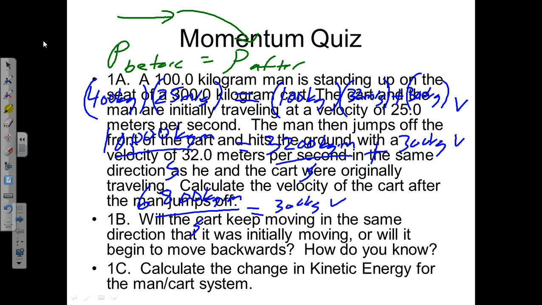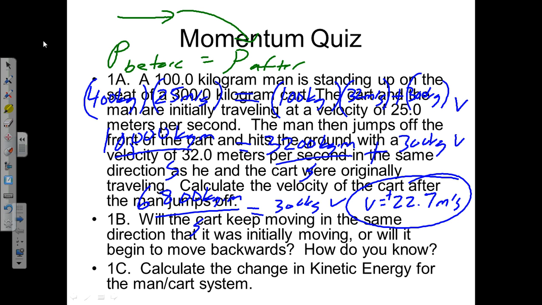Divide both sides by 300. And we end up with a velocity of 22.7 meters per second. And it's positive 22.7, which tells us that the cart continues to go forward. Now, there are cases where this number might come up to be negative. And if it came up to be negative, that would tell us the cart's going backwards from its original position.